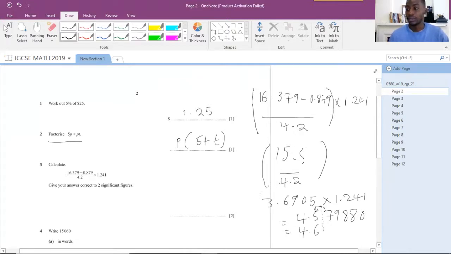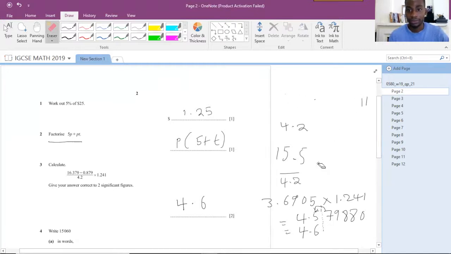And all non-zero digits are significant. So our answer will be 4.6. All right, let's move on to question 4.